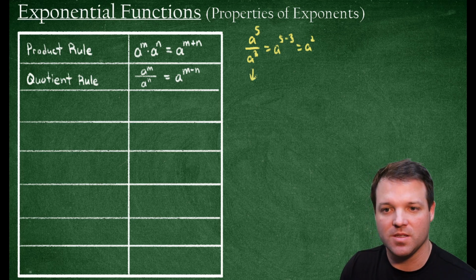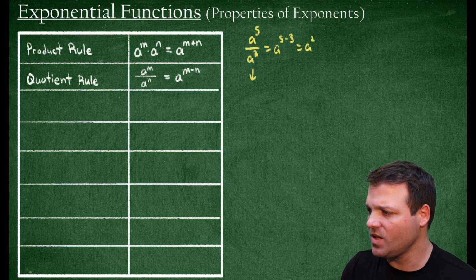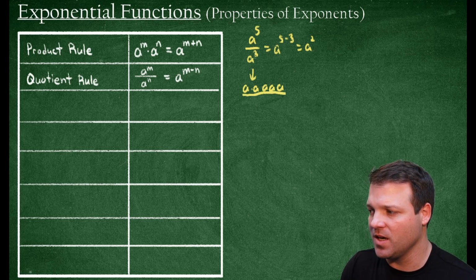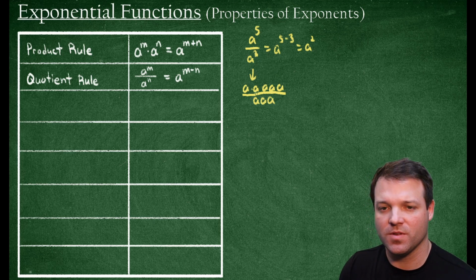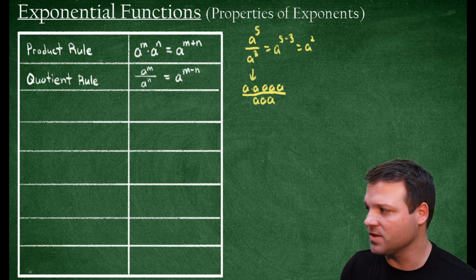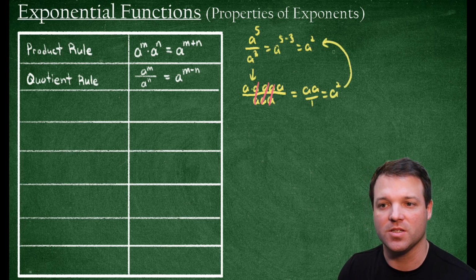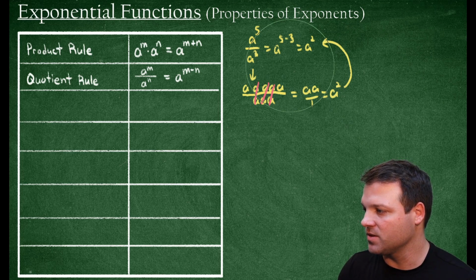So let's see if we can figure out how to prove this. On the top, that's a to the fifth, which is really 5 a's. And then on the bottom, we have a cubed, which is 3 a's. Of course, if we have a bunch of things multiplied on top and bottom and they are equivalent, then we can start canceling these out. So I'll cancel these a's, and these a's, which leaves us with 2 a's on top over 1 on the bottom, which is simply a squared, which is what our property told us it should equal. Let's go to the next one.